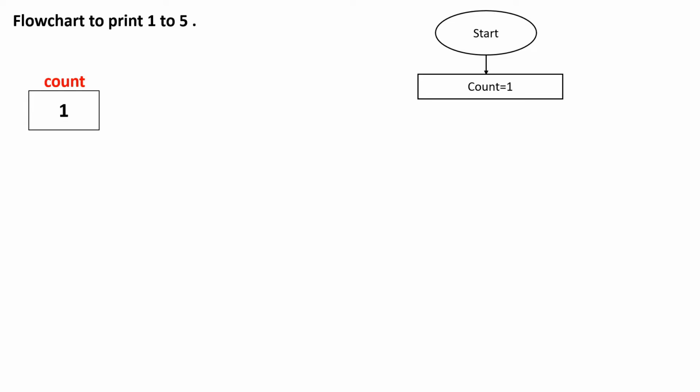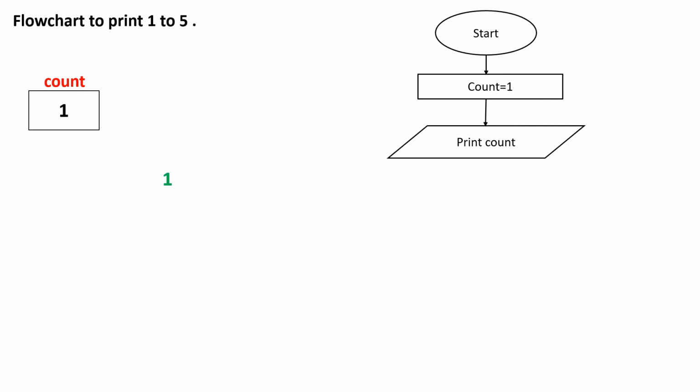Each time I will change the value of count and that value I will print. So now the count is 1. When it is 1, I have to print the value of count. So I will use a parallelogram for printing count, print count. That means the value of count will be printed. So now it is 1, so it prints 1 here.